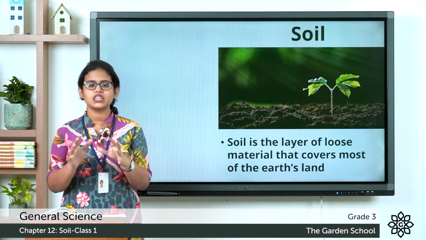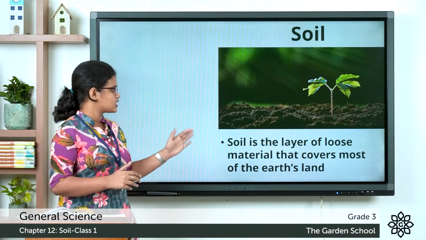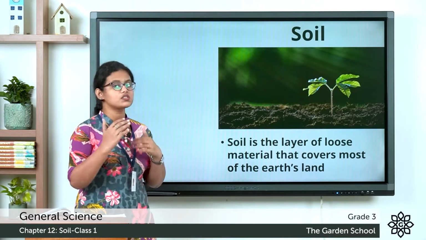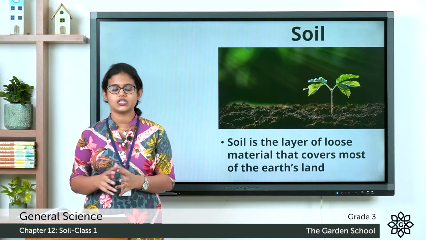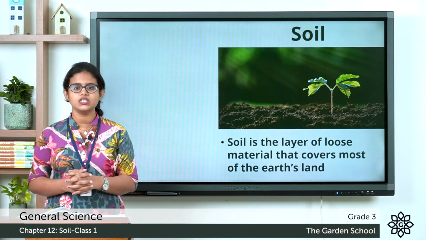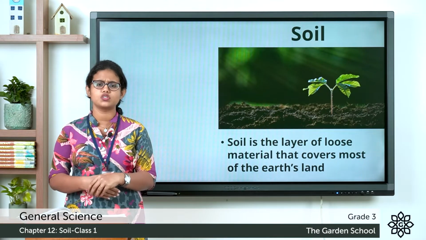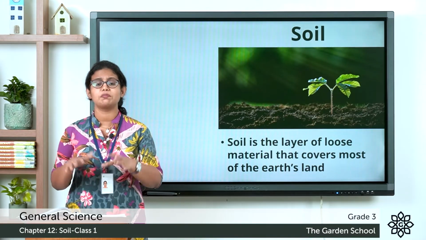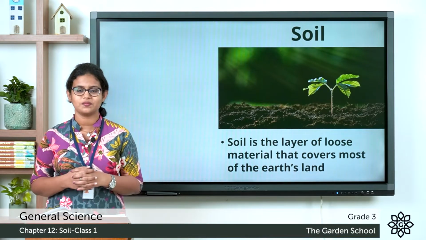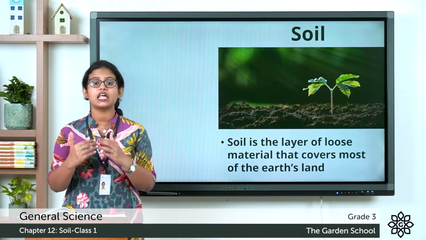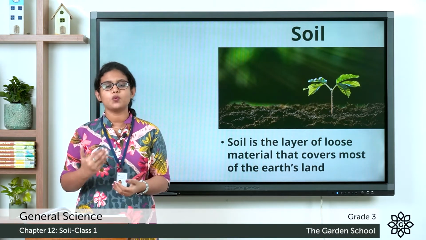Soil is a thin layer of material on the earth's surface. Soil is the layer of loose material that covers most of the earth's land. So is soil important to us? Yes, it plays a very important role in the earth's ecosystem. We can even say it is a life support system. Soil is our life support system.